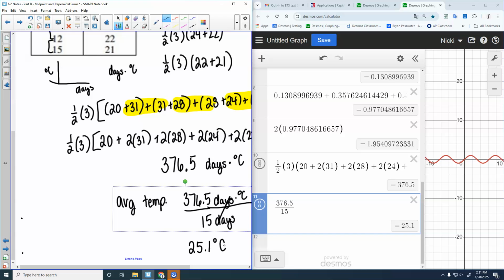The only reason we had to do that last part is because it asked us for average temperature. You don't always have to divide there at the end. For a lot of trapezoidal sums, you would have stopped at that 376.5, depending on what they're asking for. Okay, questions?